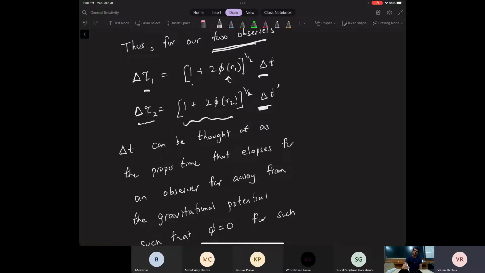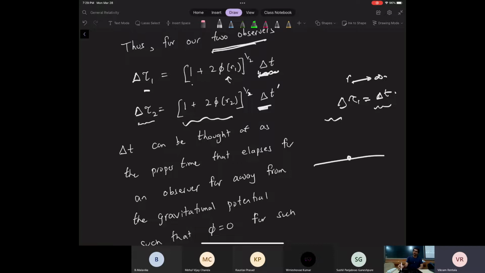Now, what is the interpretation of this delta t? If we are at r, which is very, very large, so r tending to infinity, then delta tau 1 is the same as delta t. If r is very large, you are very far from the gravitational potential. An observer who is measuring a time delta t is really measuring proper time for themselves. Some observer who's sitting very far away, measuring a delta t in this coordinate system, is really measuring their own proper time. That's the time that they would see on their own clock.